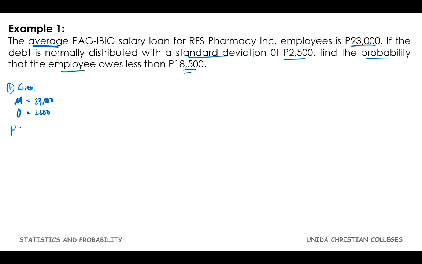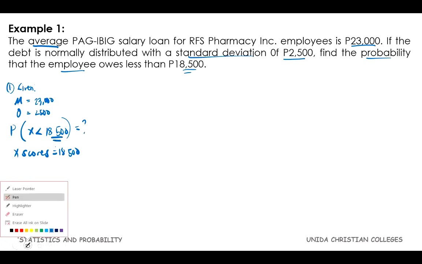At ang hinahanap natin is the probability of the employee, which is our x. That x be the number of employees or probability of the employees who owe less than 18,500. So, ito yung ating hinahanap. And our x score is 18,500. Okay po. The next steps, kung ano yung x score natin, ito po yun.